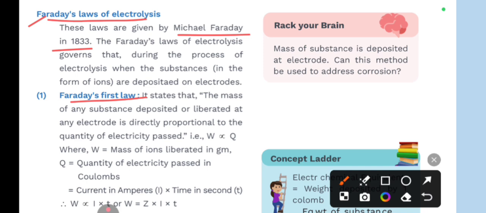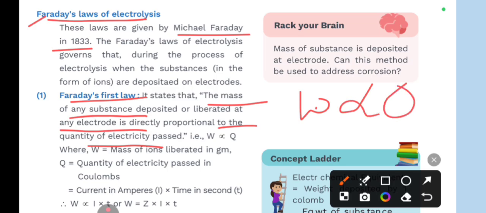According to the first law, what is the meaning of that? The mass of any substance deposited or liberated at any electrode is directly proportional to the quantity of electricity passed. It means how much electricity you give, on that depends how much amount of substance you can deposit. So W is directly proportional to Q.